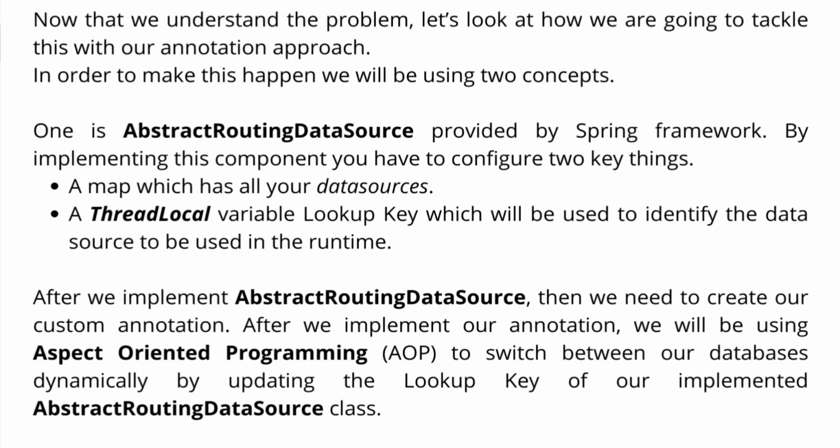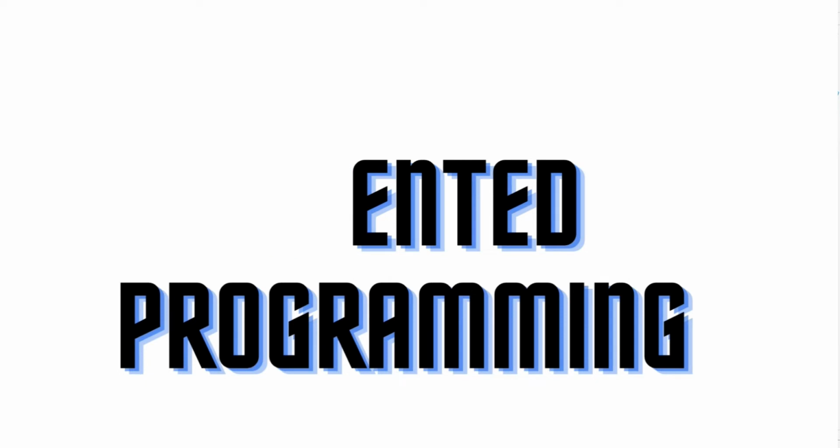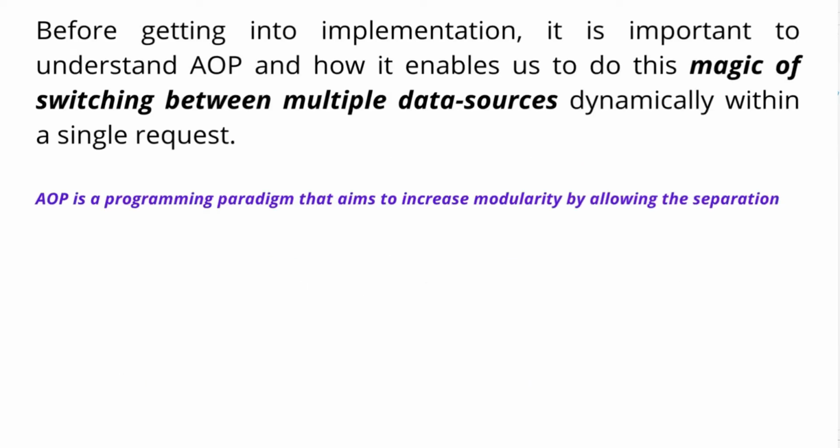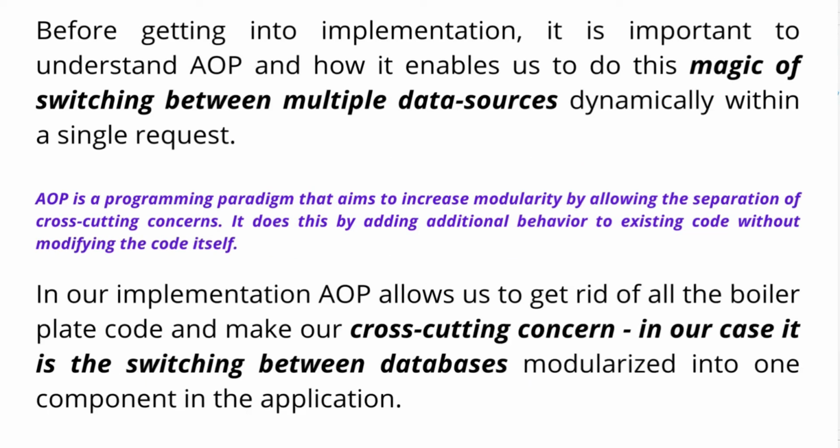After we implement AbstractRoutingDataSource, we need to create our custom annotation. After we implement our annotation, we will be using AOP, aspect oriented programming, to switch between our databases dynamically by updating the lookup key for our implemented AbstractRoutingDataSource class. Before moving to our implementation, it is important to understand AOP and how it enables us to do this magic of switching between multiple data sources dynamically with a single request.